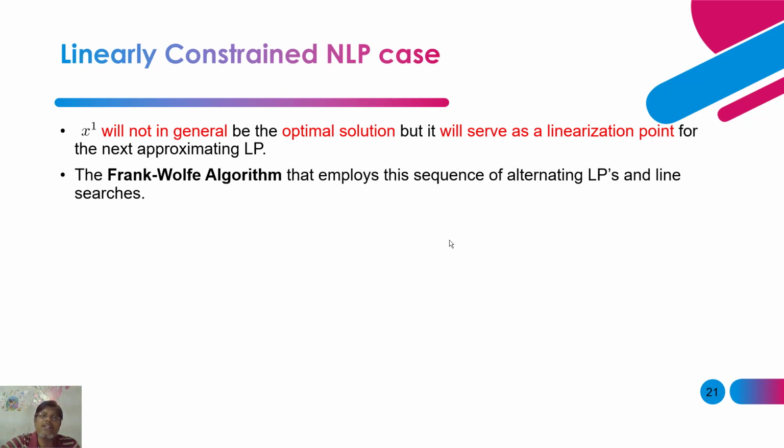All this has been documented or systemized in algorithms, and there are many algorithms. Of course, we'll be seeing one algorithm in our theory, called the Frank-Wolfe algorithm, which employs this sequence of alternating LP and line search. So those details we'll see in the next slide.